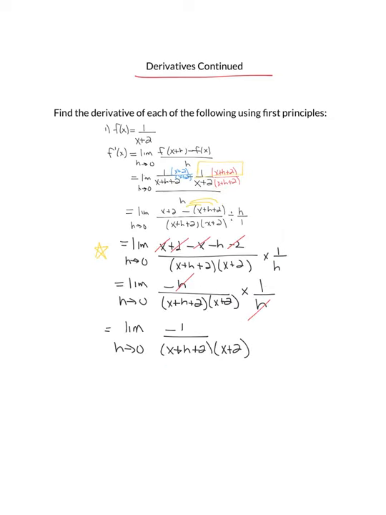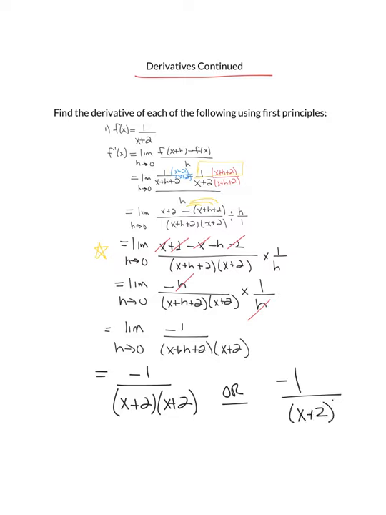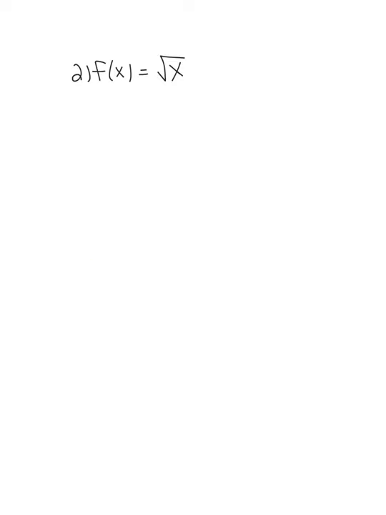At this point, I am able to substitute in my h of 0, and it will work. So I'm not going to rewrite the limit anymore, and I'm going to be left with a negative 1 over x plus 0 plus 2 times x plus 2, and I do prefer this, negative 1 over x plus 2 squared. And there's our derivative.